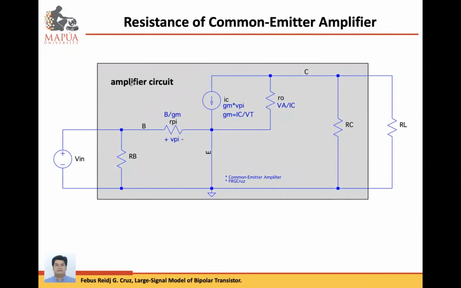This would be the start of the amplifier circuit. Hanggang sa RC, nandito yung output node. So yung Vin is not part of the amplifier circuit. Likewise, yung RL natin is also not part of the amplifier circuit. Okay? So if we measure the resistance between these nodes, between base and ground, we can get the input resistance. And if we measure the resistance between collector and ground, we'll be able to determine the output resistance.